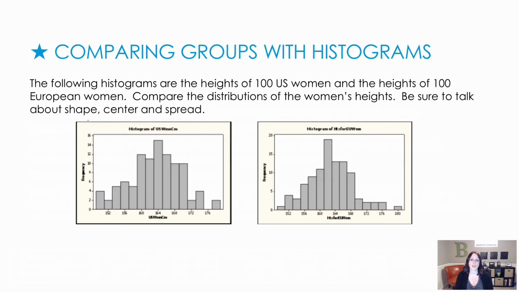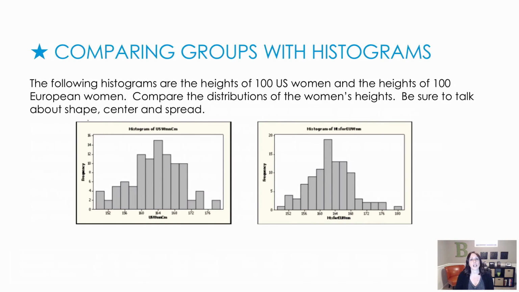What I would like for you to do is look at these two distributions and see if you can come up with some observations about shape, center, and spread for women's heights. Notice the histogram on the left shows women's heights in the US and on the right in Europe. So press pause, try that, and then press play to check your work.